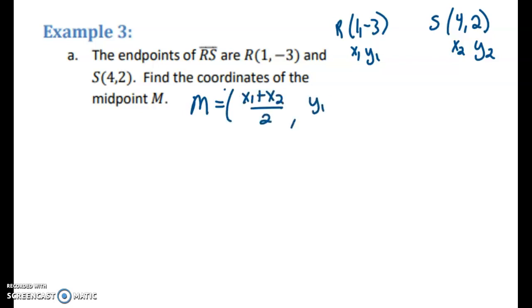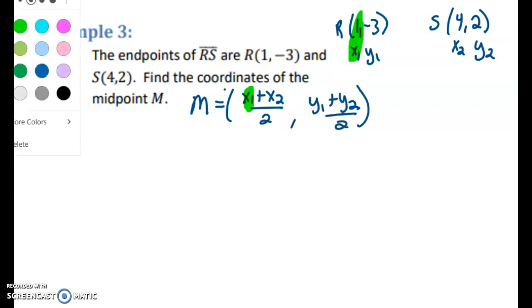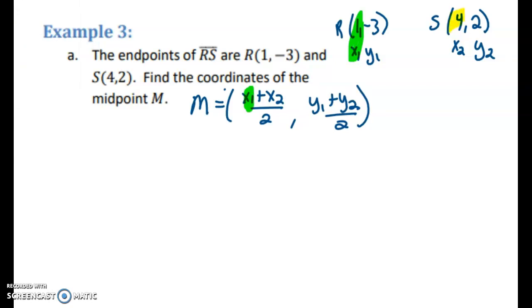So we're going to take x1, that's right here, and plug a 1 in for it. And then we're going to take x2, that's this amount right here, and plug it in for x2. So let's go ahead and try this now. We plug in 1 for x1 and 4 for x2, and it will be all divided by 2. 1 plus 4 is 5, and 5 divided by 2 is 2.5.